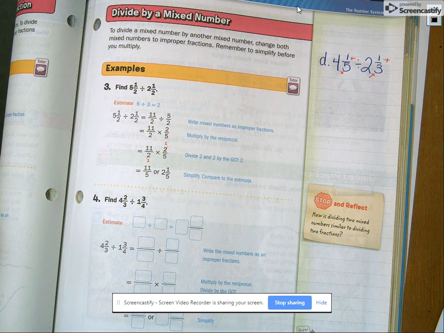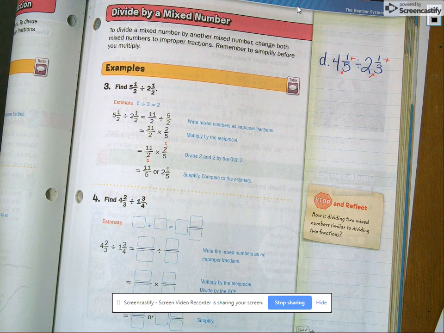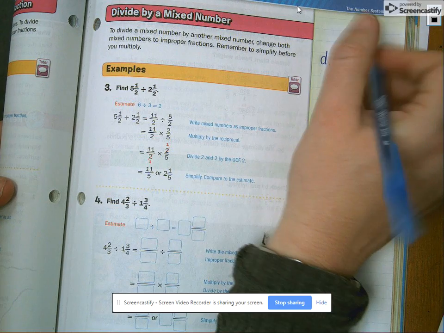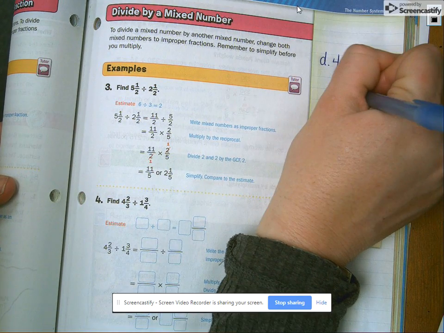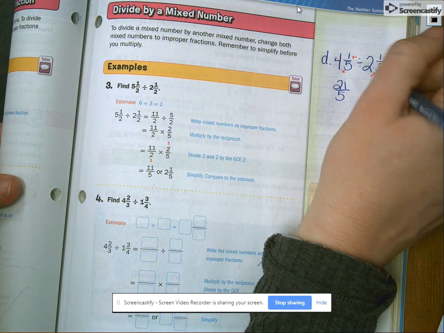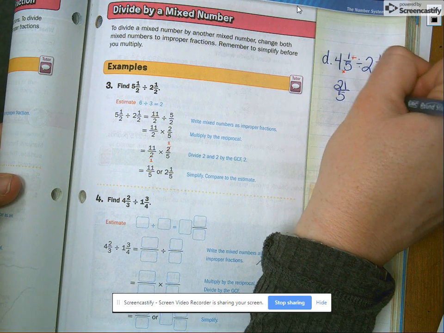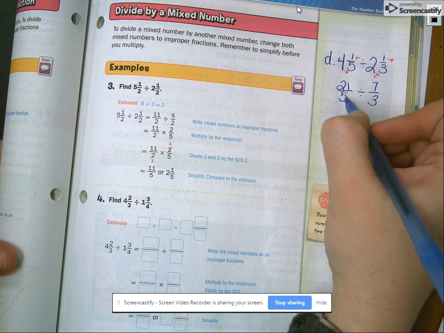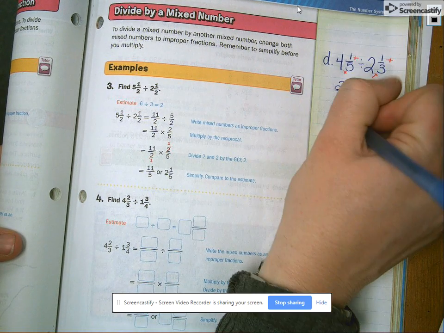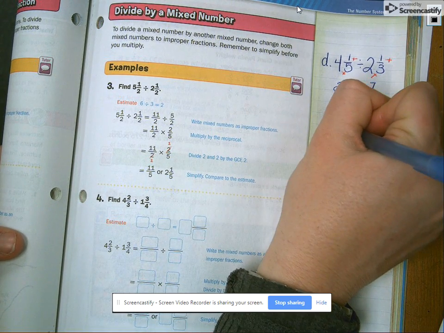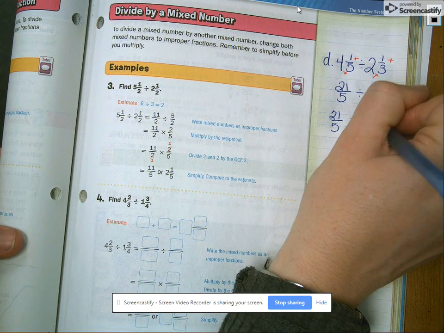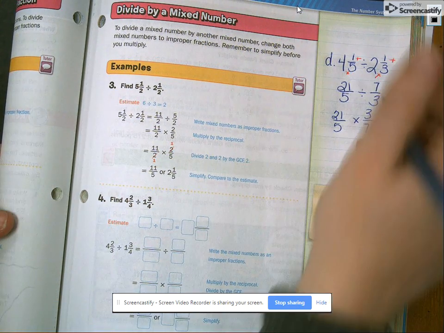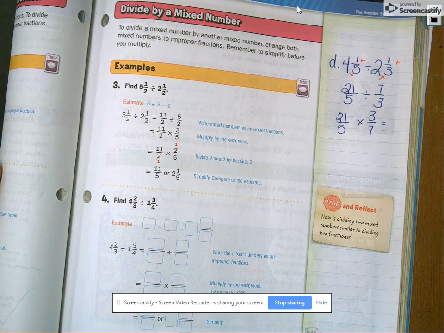Let's make these into improper fractions. Go ahead and make them into improper fractions and pause the video now. Hopefully you got 21/5, and for the second one, you got 7/3. Now I'm going to keep, change, flip. Keep, change, and flip. And now we simply multiply straight across. So go ahead and finish up this problem.